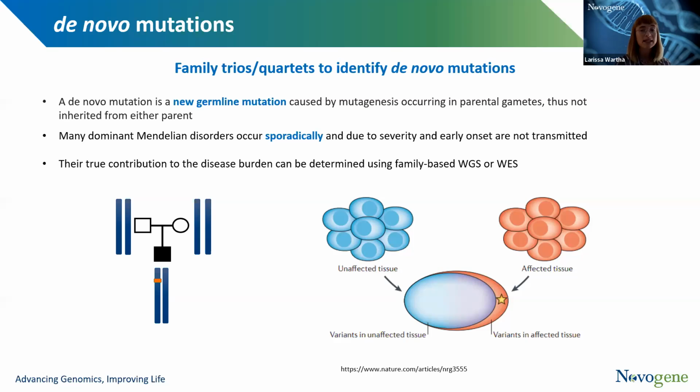However, it has to be said that many dominant Mendelian disorders occur sporadically, and due to severity and early onset, they are not transmitted. So therefore, new insights have come from studying these sporadic forms by NGS using family trios or quartets. There's also mosaic de novo mutations, which do not appear in the whole organism. And here you really want to compare different tissues.